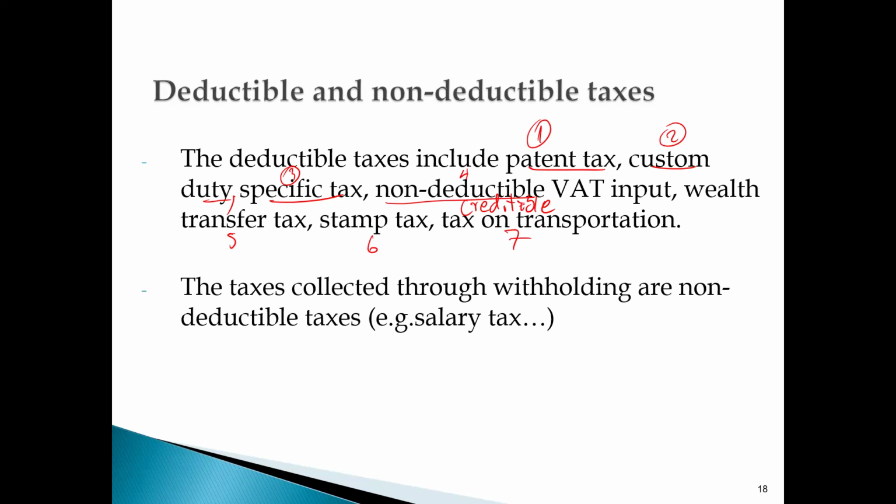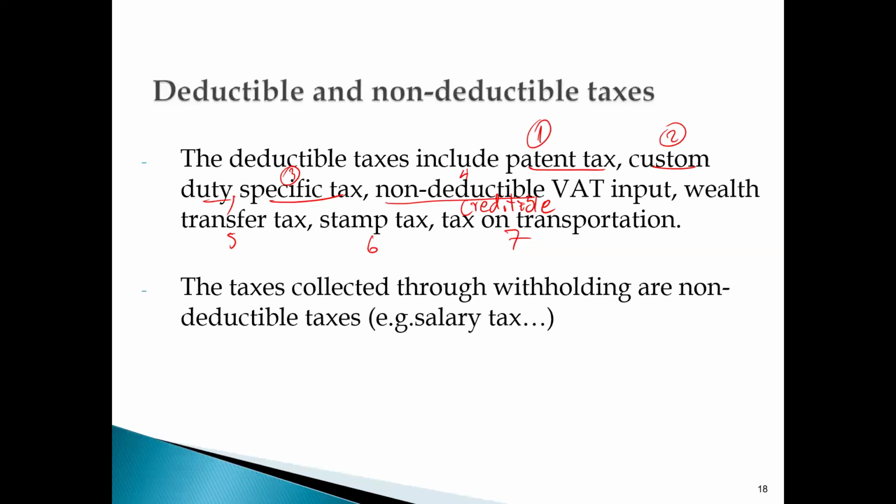Patent tax you need to pay once a year. It depends on your business, but if it is small, you pay around $100 a year. If you are a medium taxpayer, how much patent tax do you need to pay? Speak louder. 300. Yes, correct. So 1.2 million Khmer Riel.